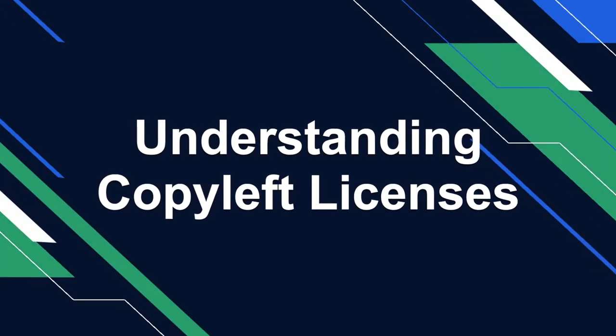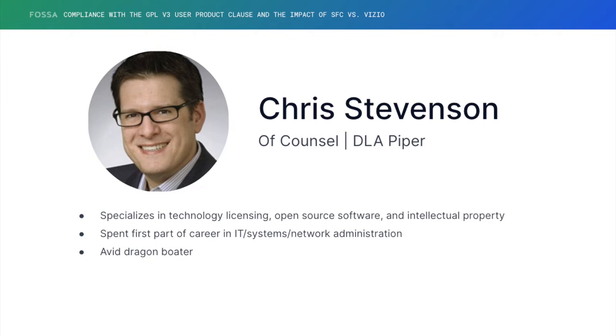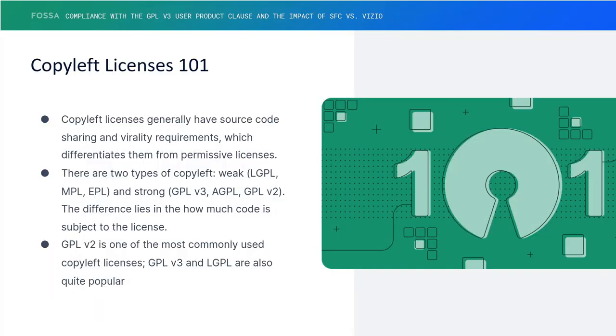SSC VIZIO is about the requirements of two copyleft licenses, the GNU General Public License and the GNU Lesser General Public License. And these are copyleft licenses as in contrast to permissive licenses. So some open source licenses are permissive. These don't require much of the user if you're using and distributing them. But other types of open source licenses are what we call copyleft licenses.